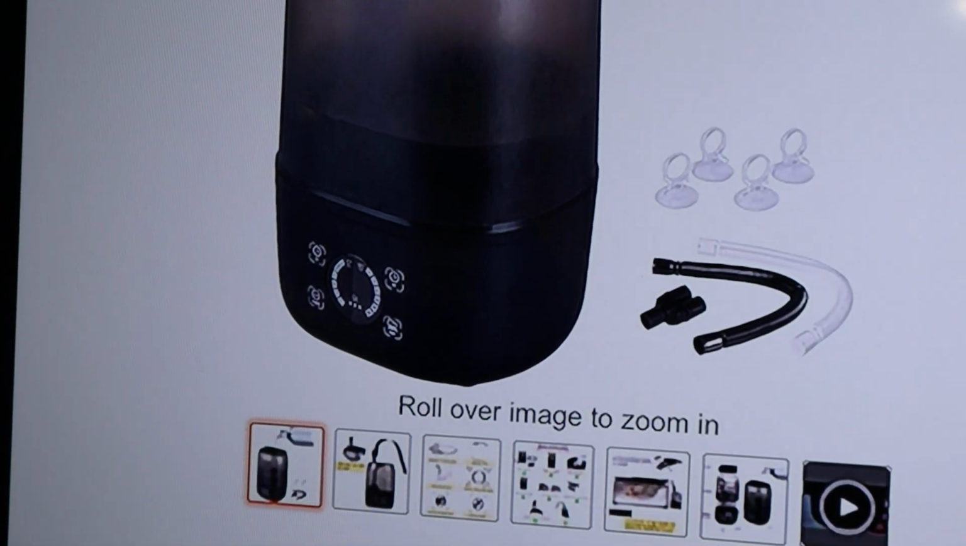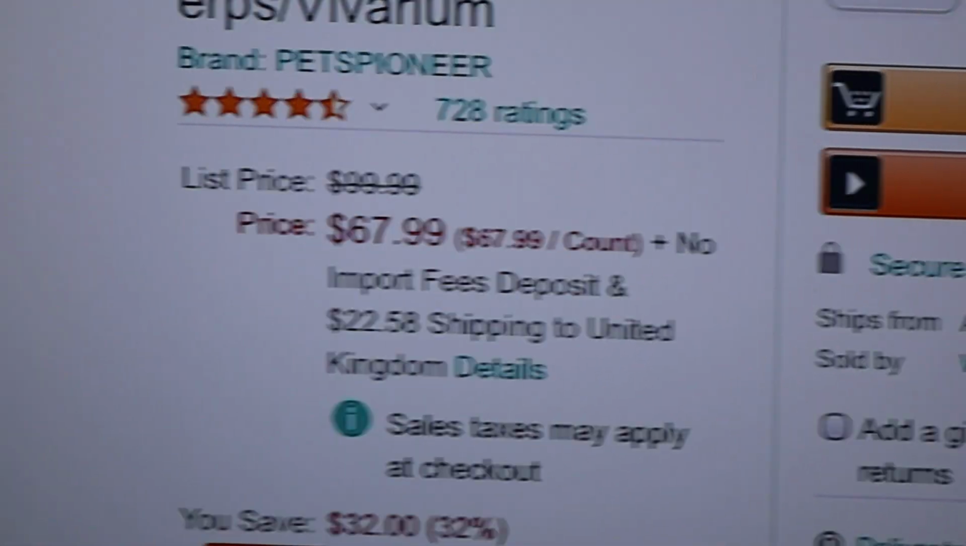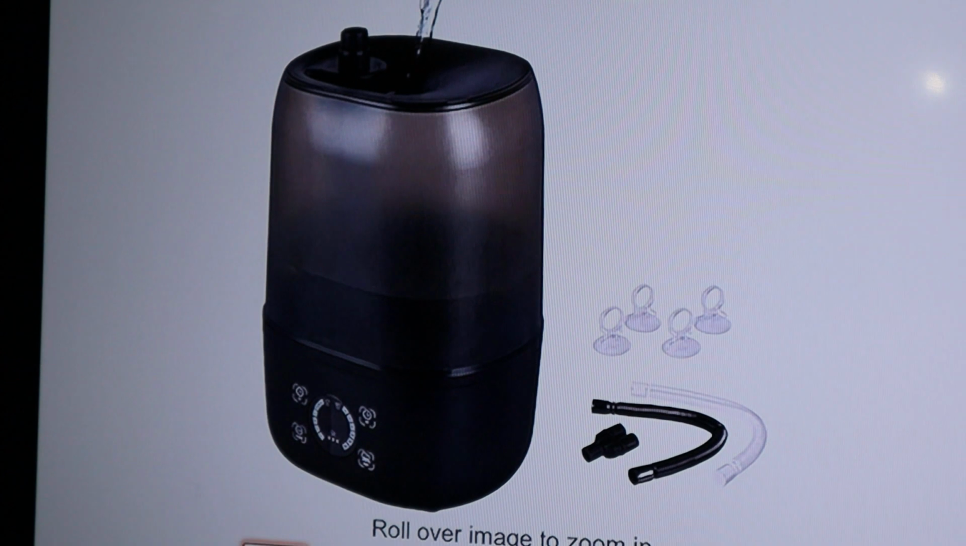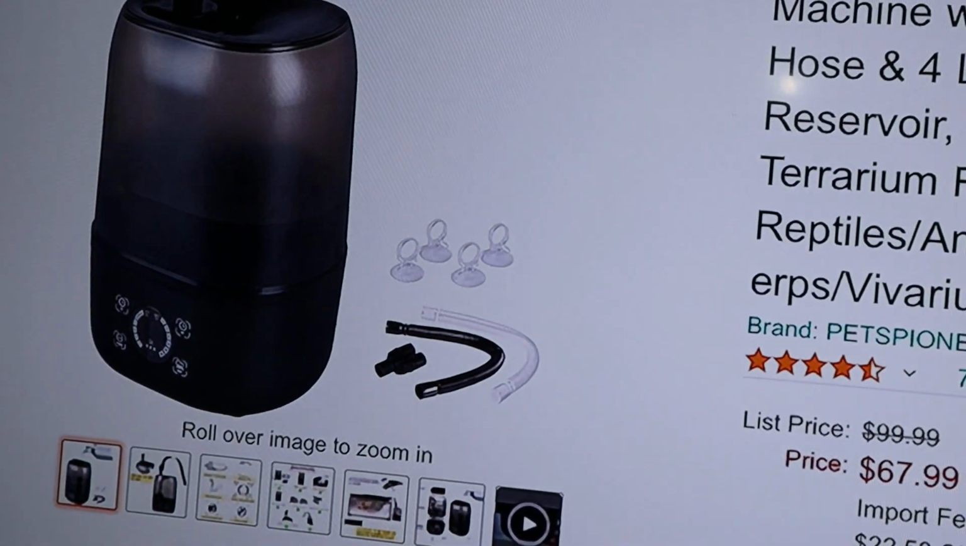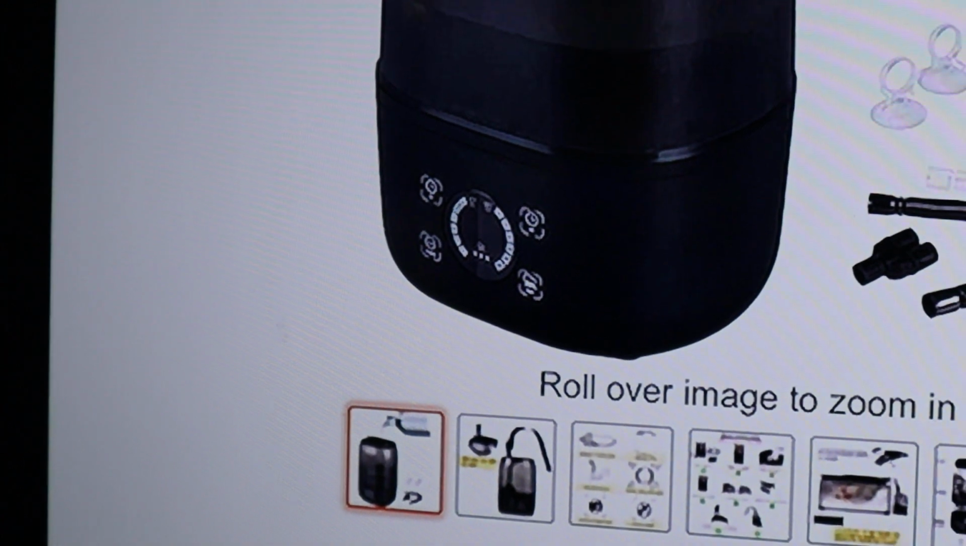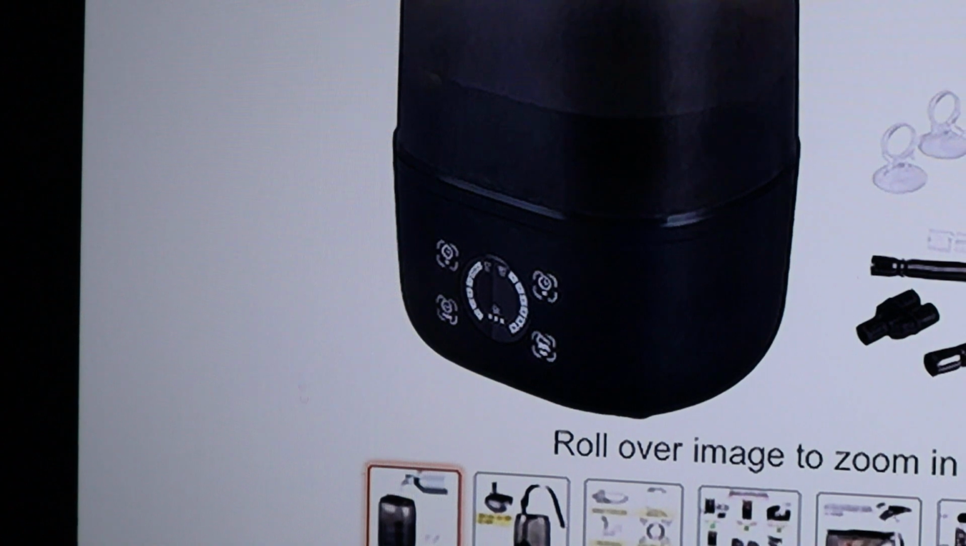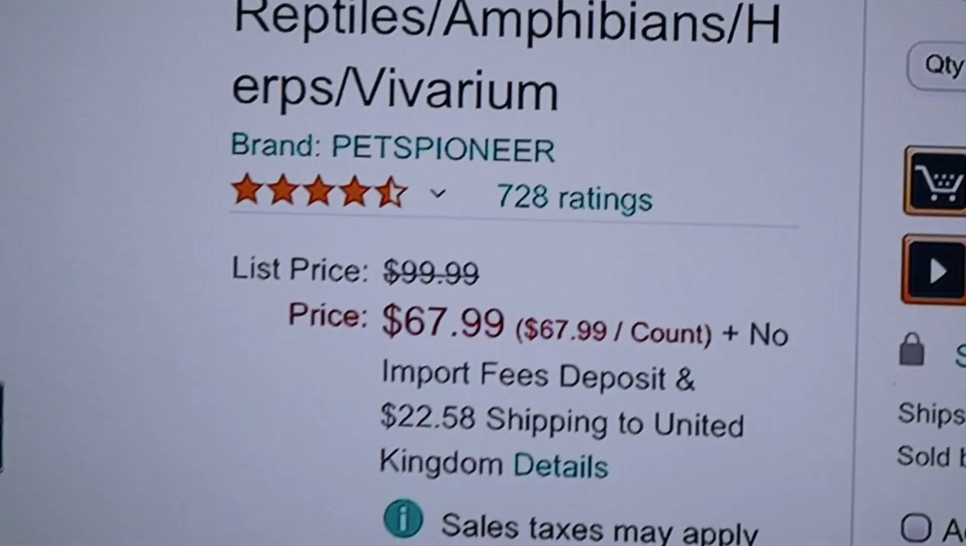Do you know what these are mainly used for? They're mainly used for frogs and things that need a lot of high humidity. Yeah, but what I'm saying is you could use it for this though. Look at the controls, Jad. You can actually adjust the amount of mist that's being pumped out. It's got lots of settings. It's touch control. For $67, I think that's a good deal.